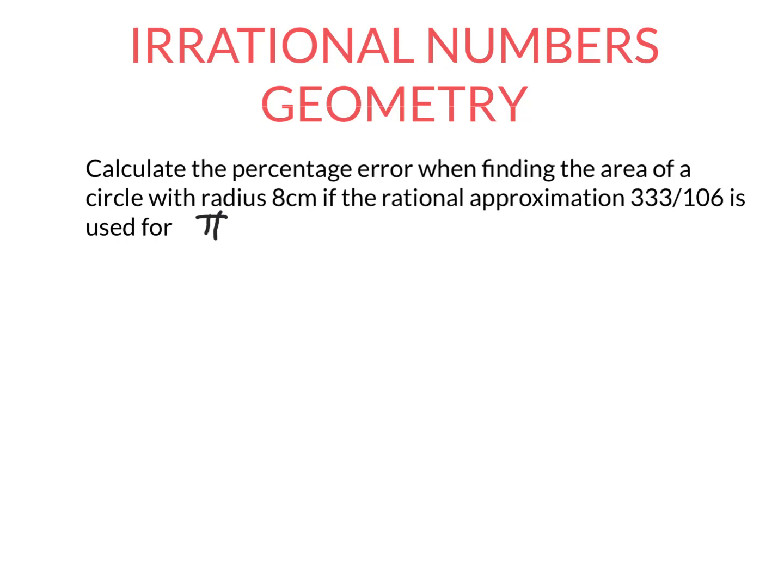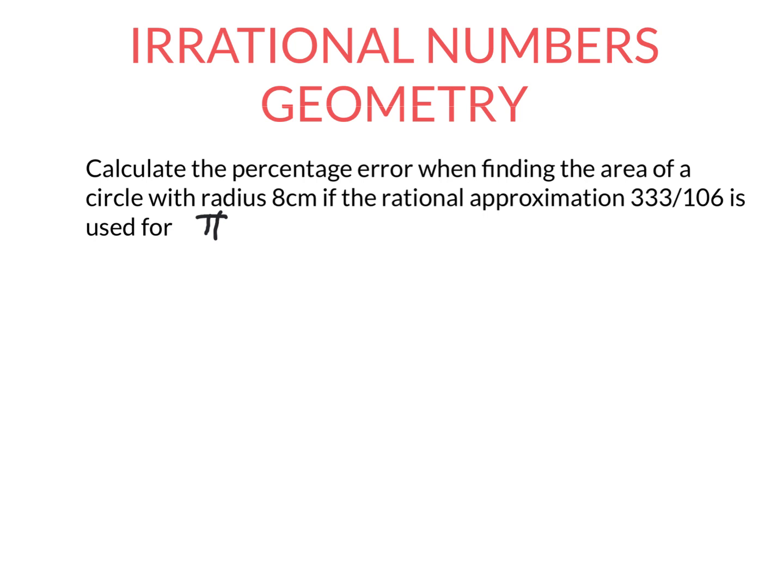Thank you so much for tuning into this video in which we will look at irrational numbers in geometry and measurement because they come up all the time. So we know pi is irrational, so let's look at using pi in measurement. Calculate the percentage error when finding the area of a circle with radius 8 centimeters if the rational approximation of 333 over 106 is used for pi.